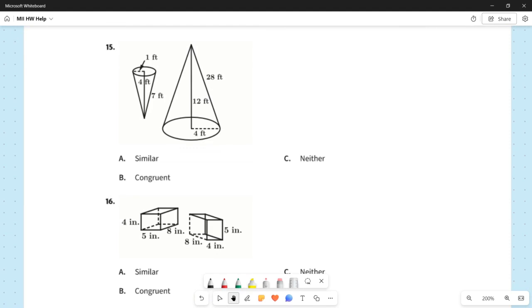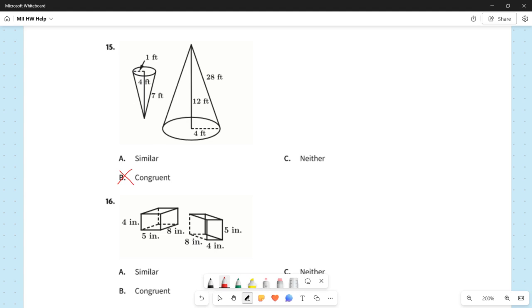So for question 15, we have two cones. And right off the bat, I think it's relatively straightforward to see that these are not congruent. In order for these to be congruent, they would need to be the same size, and just taking a look, the cone on the left has a radius of 1 and the cone on the right has a radius of 4. They are not congruent.